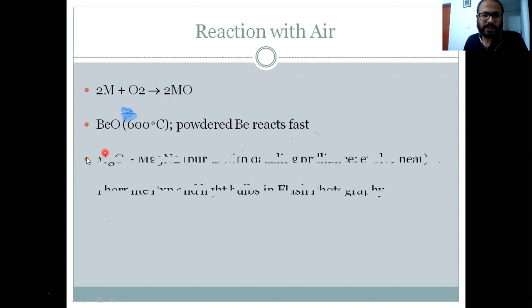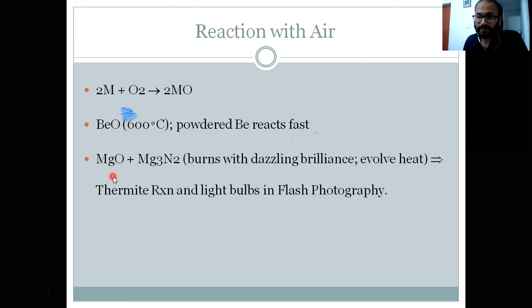If we talk about magnesium, when we did the diagonal relationship, at that time I told you that there is a diagonal relationship between lithium and magnesium. So lithium, when it reacts with air, forms nitride. Similar to that, magnesium also, along with the oxide, forms the corresponding nitride as well.